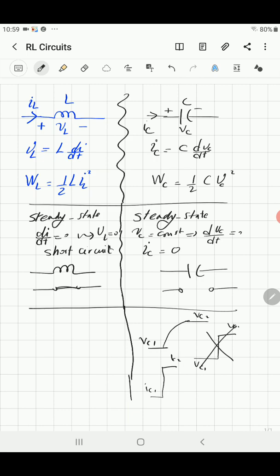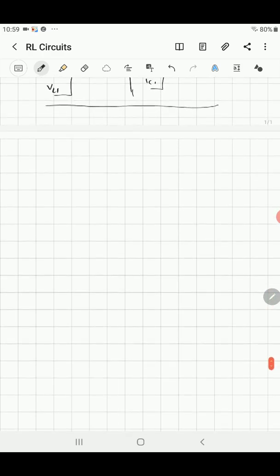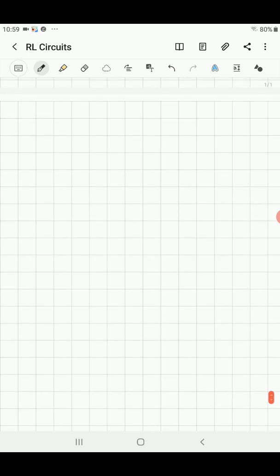For the inductor, it's different. It's the opposite. The current cannot change instantaneously, the current takes time. So if you have IL1 and IL2, two levels, it just takes time. The voltage can jump. It's okay, no problem. So that's a fast revision for it. Now we'll go ahead to the analysis of our RL circuit.